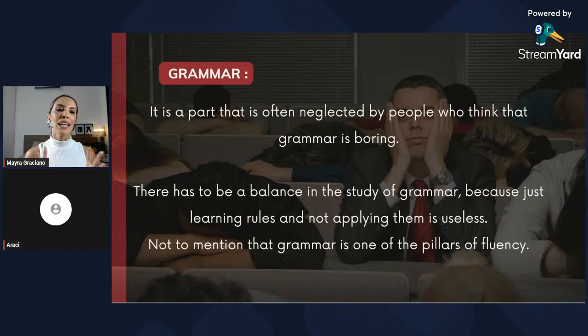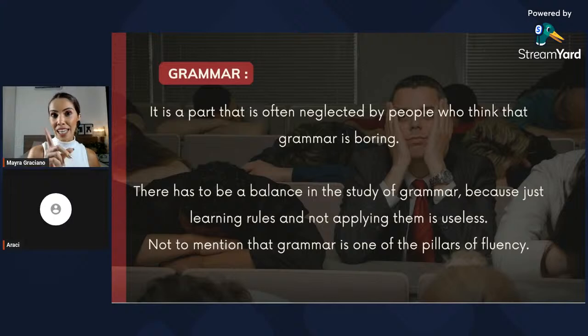Okay, so grammar is the part that is generally neglected by most students, right? And the students say, oh, but grammar is boring. Remember that we need to find a balance in the study of grammar because just learning rules and not applying them is useless. So today I'm going to show you some strategies on how to study the grammar.